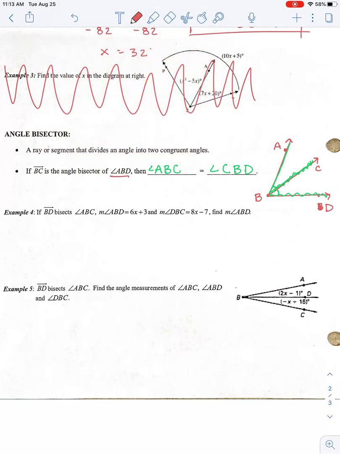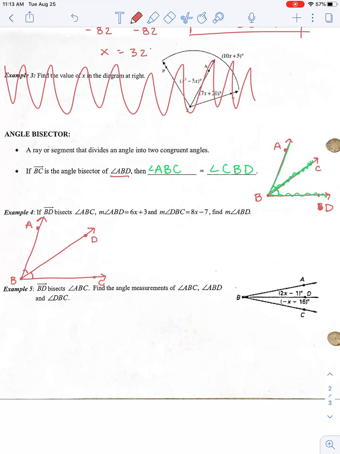So let's try a problem here. If BD bisects angle ABC, okay, so let's draw a picture again. A, B, and C. And BD is bisecting, so BD is going in the middle. We can put the little swoosh marks to say that they're equal. Okay, we have our picture. It tells us some information.